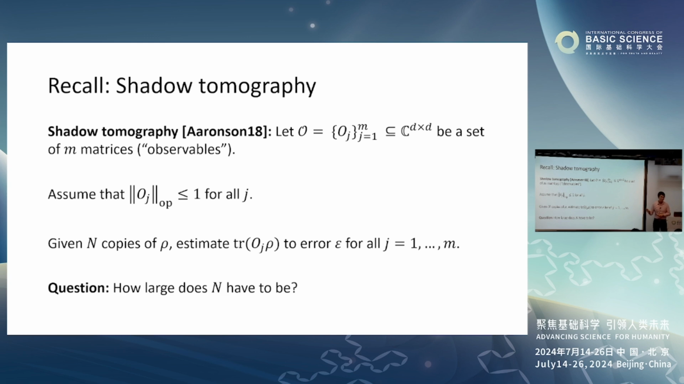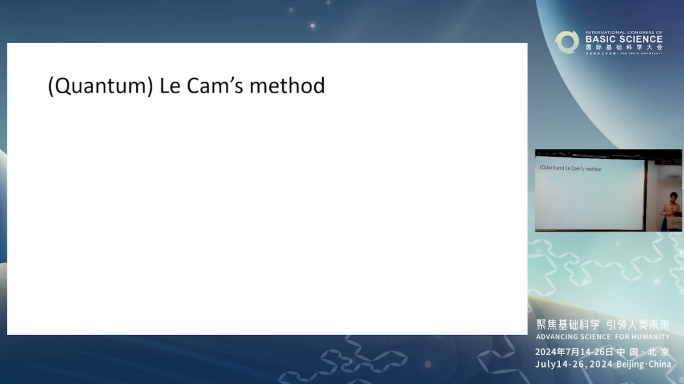Okay, so let me show you how to instantiate these bounds for shadow tomography. Recall this problem: I have these observables, they're all bounded, and my goal is to estimate their trace inner product with rho, given n copies of rho. So how are we going to reduce this to this distinguishing problem? Well, we're going to set up some sort of quantum Le Cam's method. So let me tell you what this means.